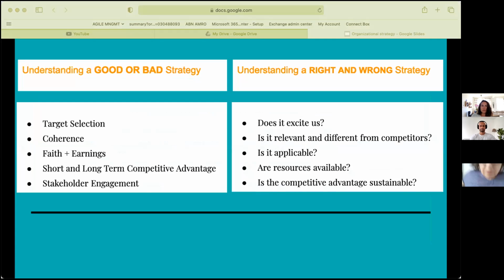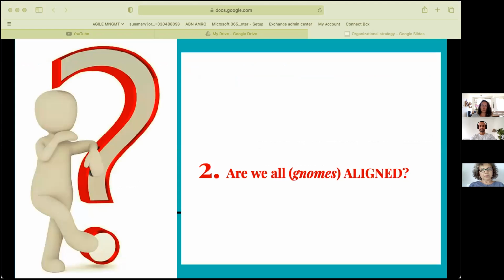But the story doesn't end here. When we think about our strategy, we also need to understand the difference between good and bad strategy, but also right versus wrong strategy. We overviewed Porter's 5 good strategy approaches. And if we also want to check if our strategy is right, we can also ask ourselves some basic questions as a checklist. So our strategy, does it excite us? Is it relevant and different from the competitors? Is it applicable? Are our resources available? And is the competitive advantage sustainable? These are some small questions that we can think about.